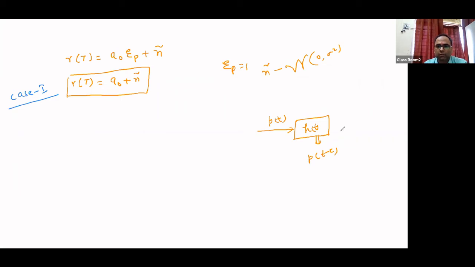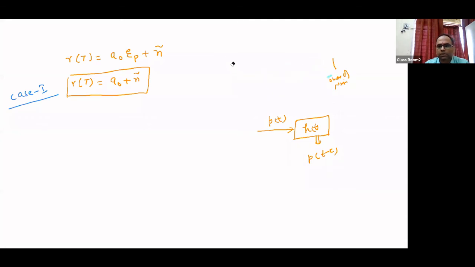So sigma square basically represents the power of noise, right? You can also treat sigma square as a noise power. In statistics, we say sigma square is variance. In communication, it is variance as well as the power of the signal, and if it is of noise, then it can be named as noise power, right? So this is the value of N tilde. So the received signal is A naught plus N tilde.